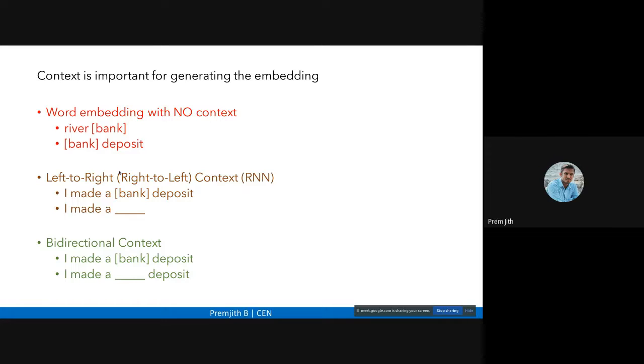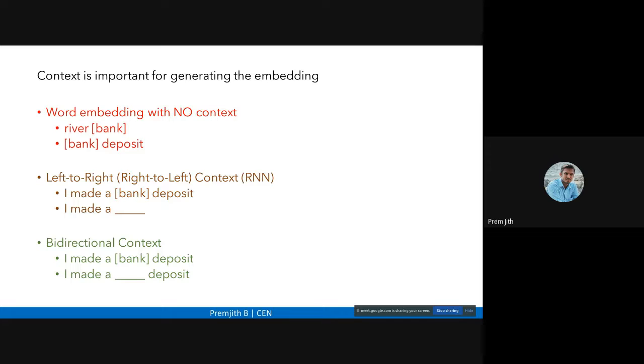In the first example, word embedding with no context, we have "river bank" and "bank deposit". In these two cases, bank has two different meanings, as the word appears in two different contexts. If you don't consider the context, you will be able to generate only one representation for the word bank. That is not a good intuition. You cannot expect a vector representation to encode the real sense of all the word forms of the word bank. That is the disadvantage of word embedding algorithms which use no context.